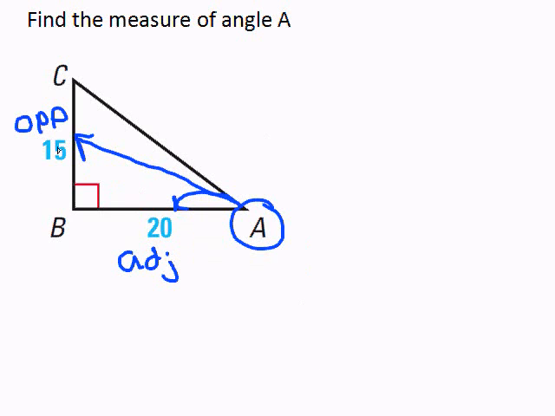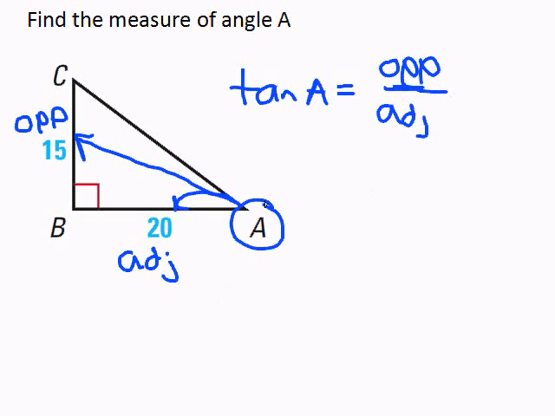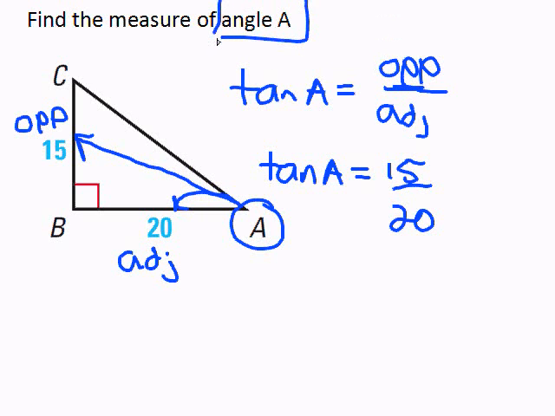Which ratio gives us the opposite and adjacent? If you remember, it's the tangent of A that gives us the opposite over the adjacent. So, the tangent of A, which we still don't know, is equal to the opposite, which is 15, over the adjacent, which is 20. Now, did the question ask us to find the tangent of A? The answer is no. It asks us to find angle A itself, its measure.